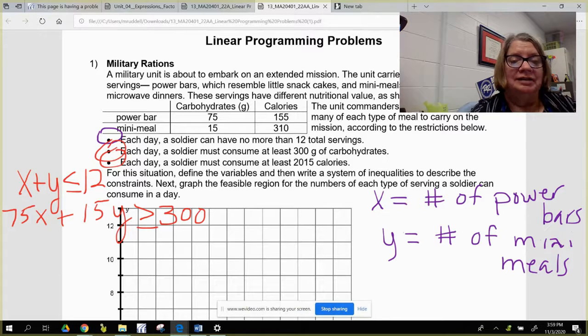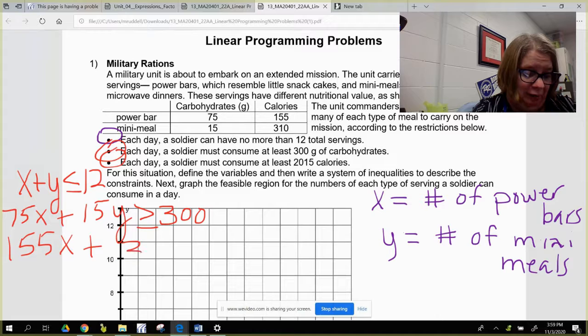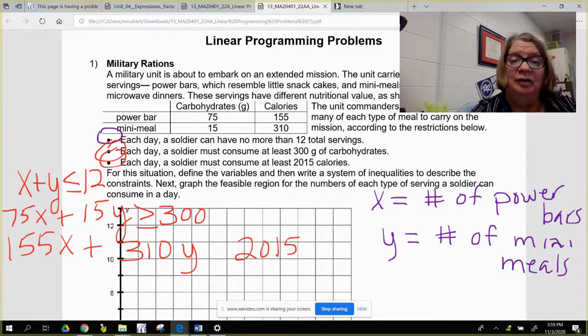The third constraint says each day a soldier must consume at least 2,015 calories. So look at your chart and let's write an inequality for calories. Each power bar has 155. Each mini meal has 310. And the number of calories has to be at least 2,015. So there's our system of inequalities that has to do with this situation, and it goes along with each guideline, each rule, or each constraint.